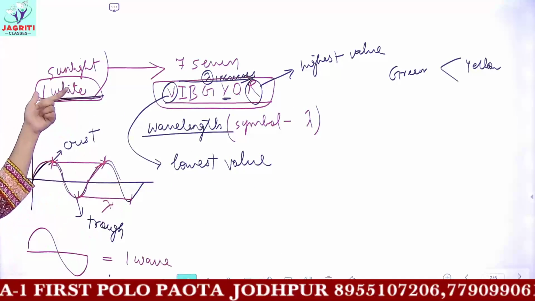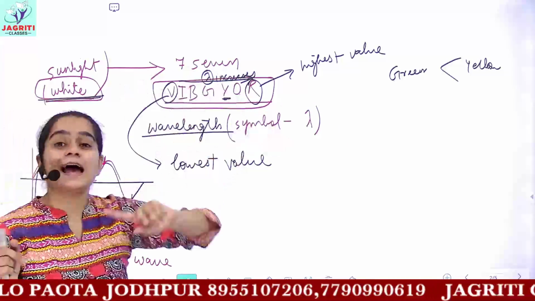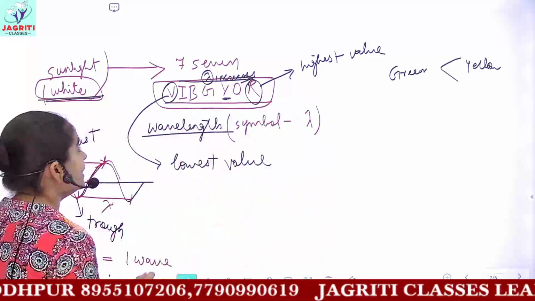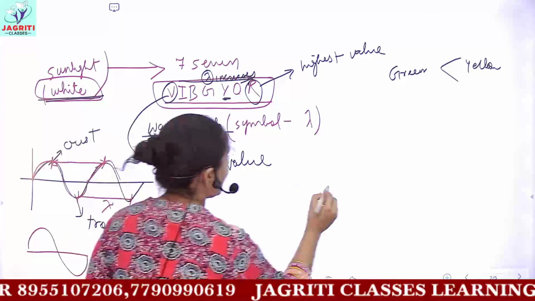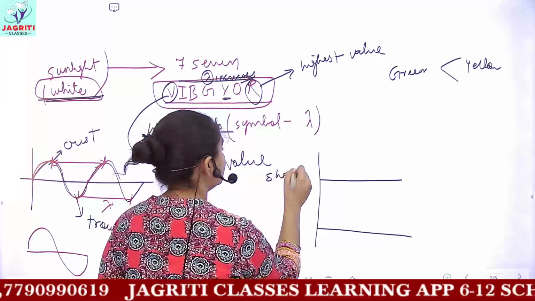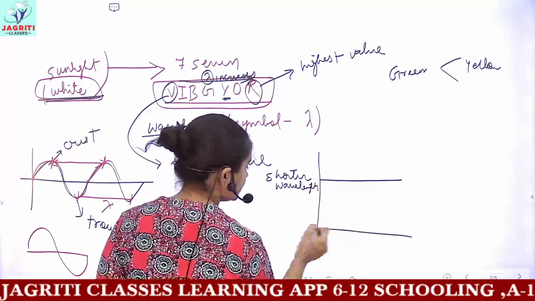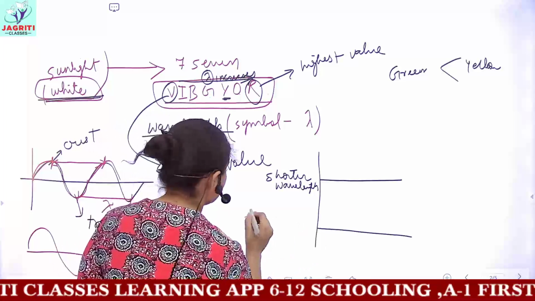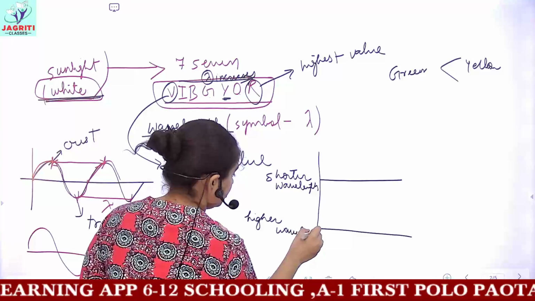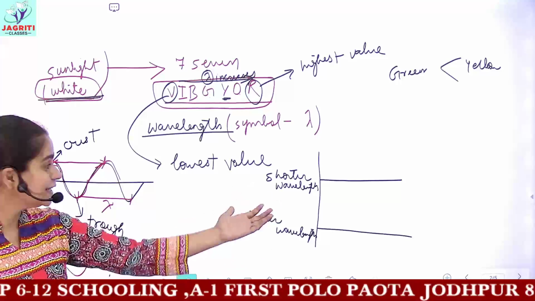That means this sunlight is composed of these 7 colors, and every different color has a different wavelength associated with it. So if I am telling you a light has a shorter wavelength, and if I want to draw the light wave, light energy, which has a shorter wavelength or a higher wavelength, we can represent them using different diagrams.